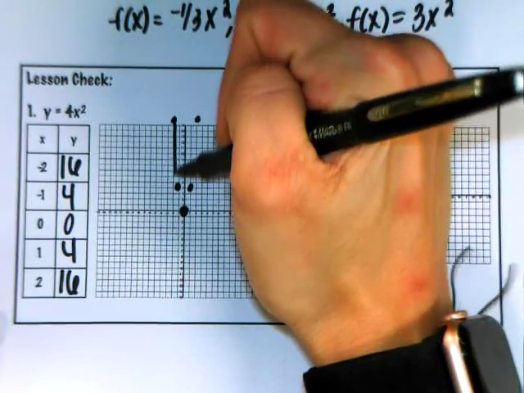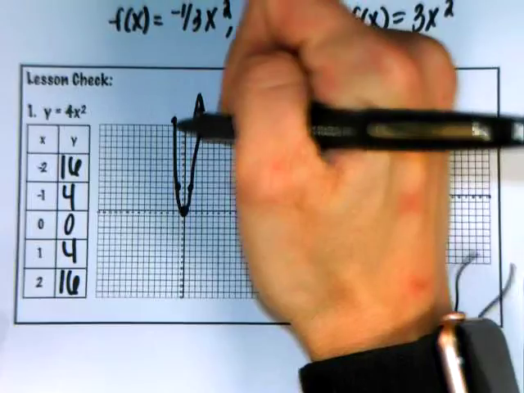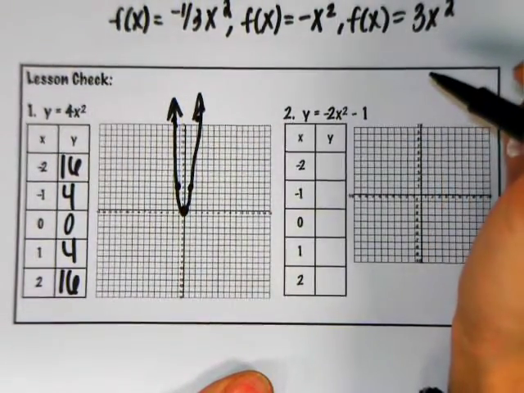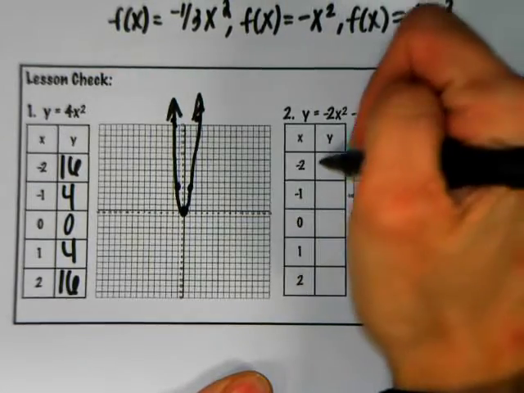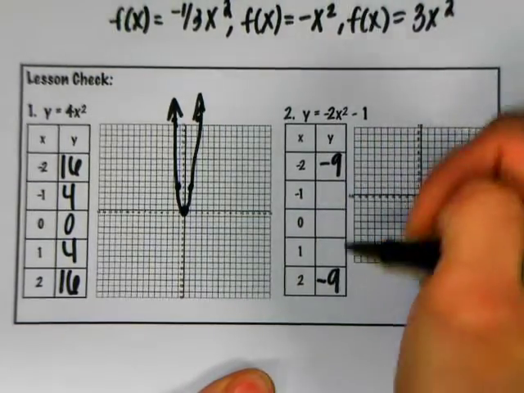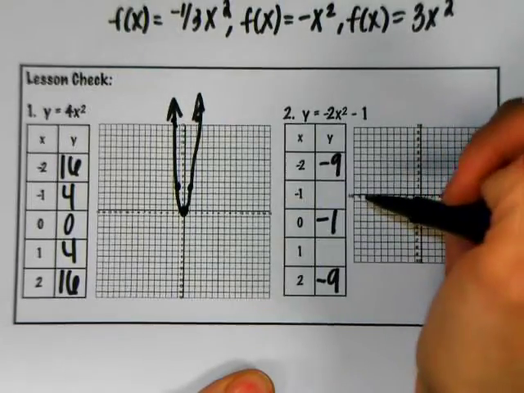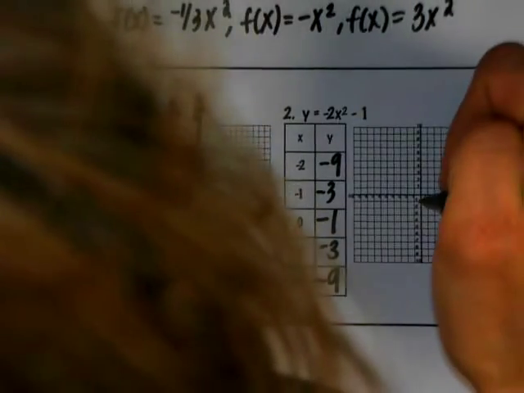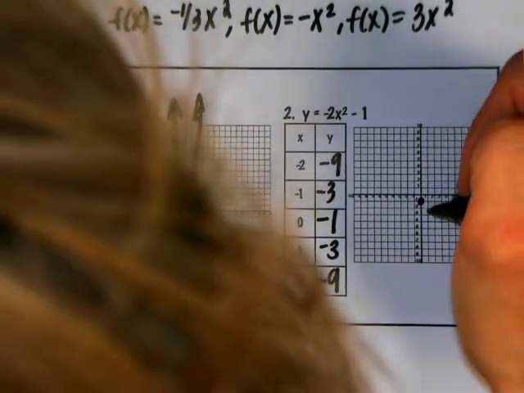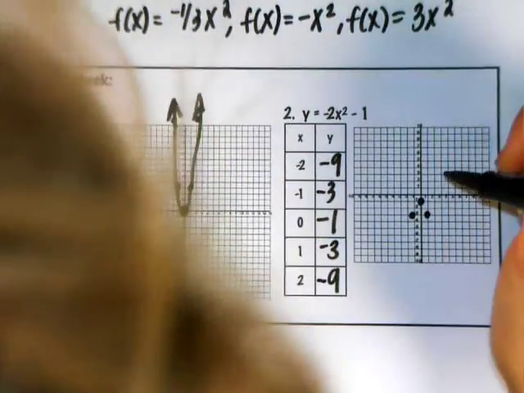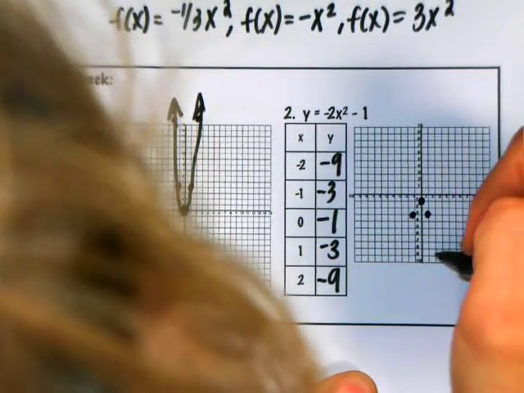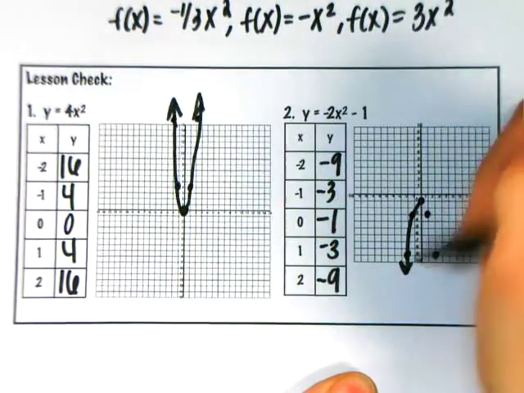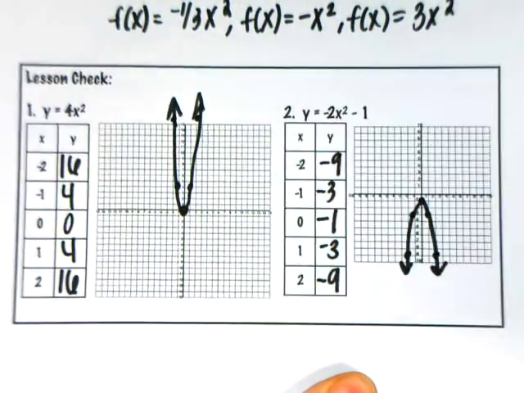Okay, so this is what your graph on the first one should look like. And then the second one. Is that right? Yeah, that's what I got. Only on the one that had two different equations. Alright, and then that's what that one should look like.